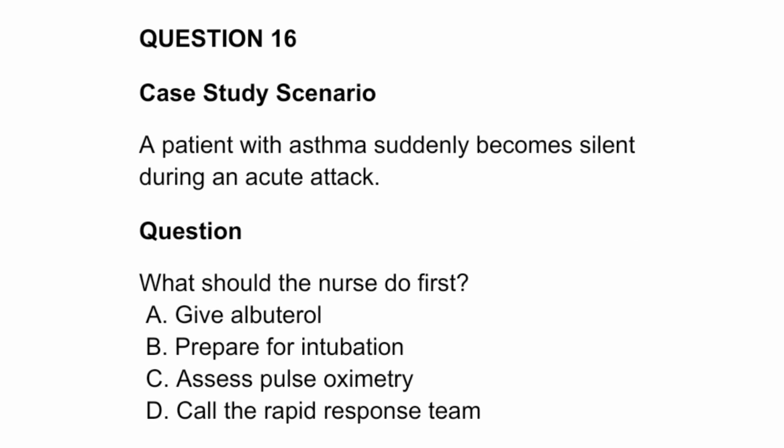Question 16. Case study scenario. A patient with asthma suddenly becomes silent during an acute attack. Question: what should the nurse do first? A. Give albuterol. B. Prepare for intubation. C. Assess pulse oximetry. D. Call the rapid response team.